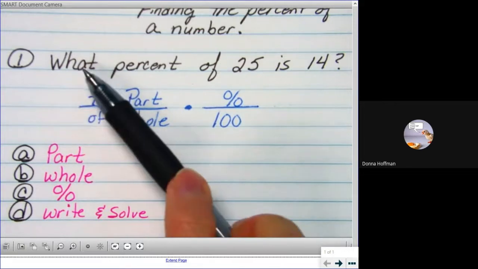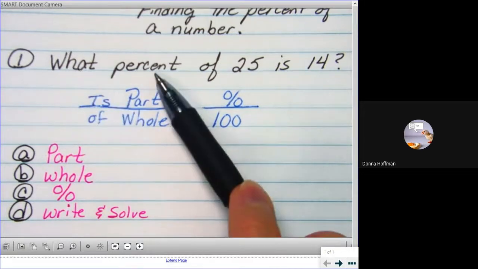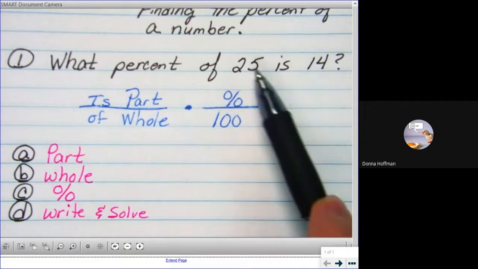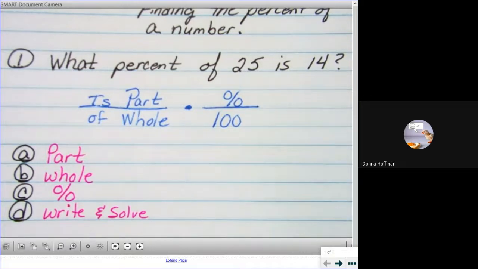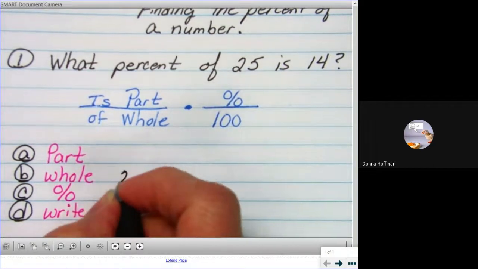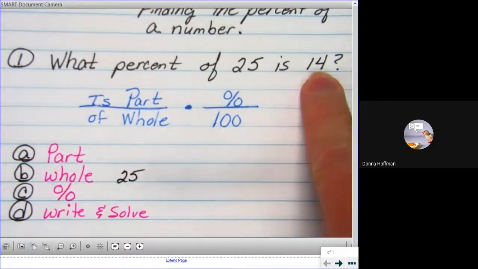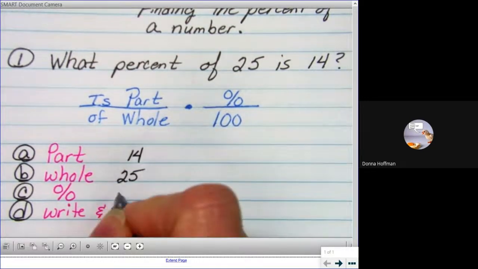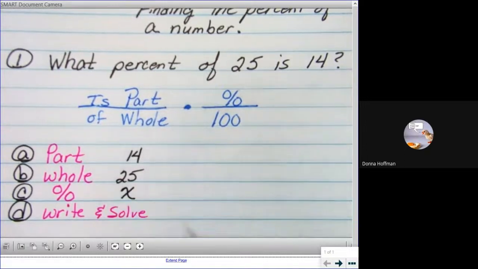So for an example here, whenever the question says what percent of 25 is the 14, which one's my bigger number? That's usually always going to be the whole, 25. So that's the whole. The part is going to be 14. And the percent is where my box is going to be. So I'm going to put the X there, right?